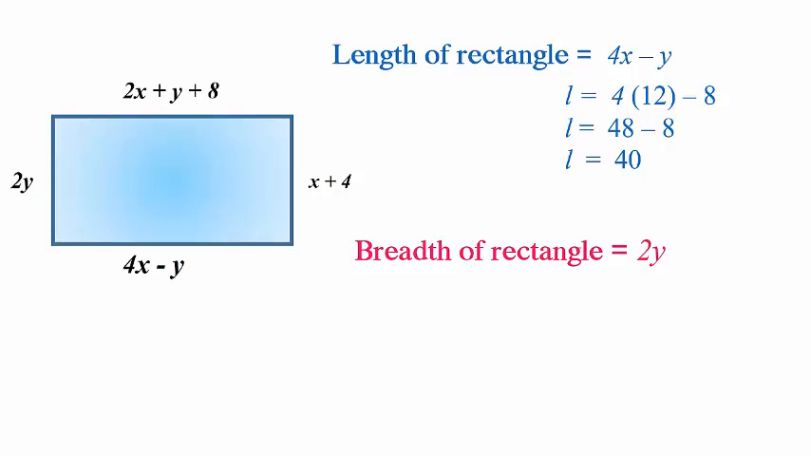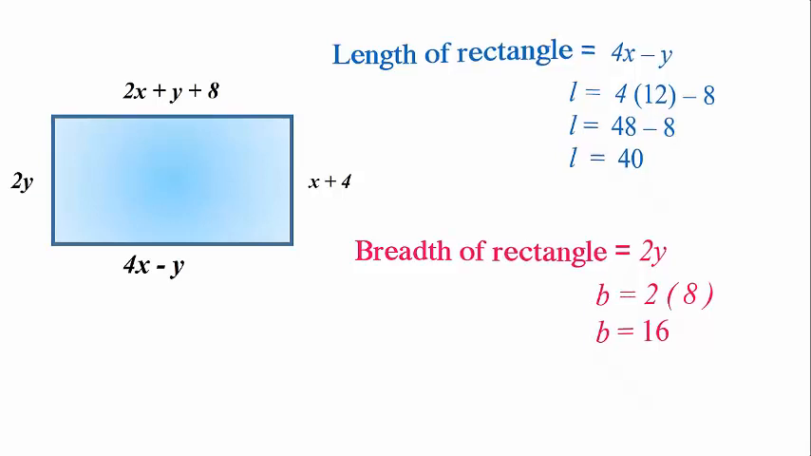Again we find out the breadth of the rectangle. We take here 2y. 2y and x plus 4 are the breadth of the rectangle. So we take here the breadth of the rectangle is equal to 2y. Also you can take x plus 4, and then by putting values, 2 into 8, we get breadth as 16. So we find here the length and breadth of the rectangle.